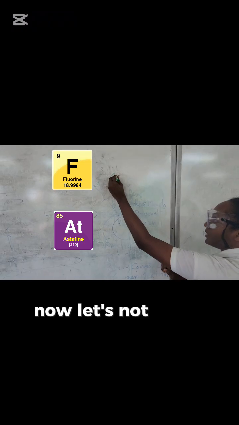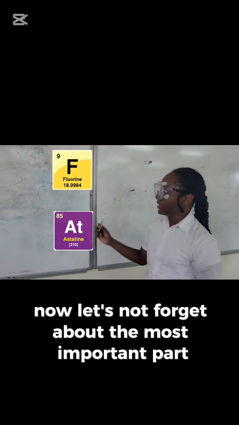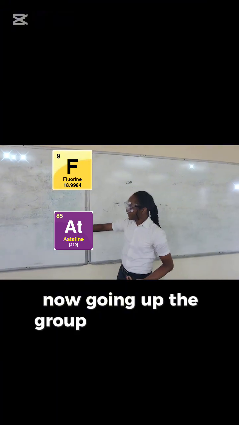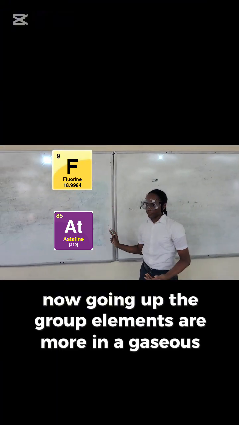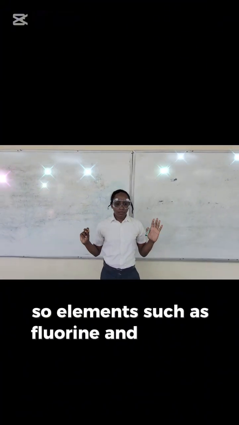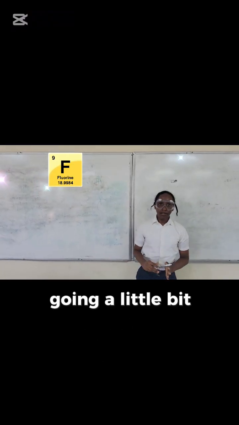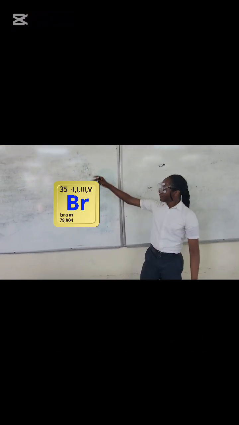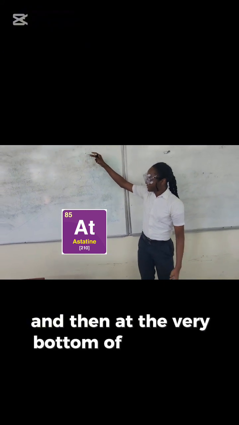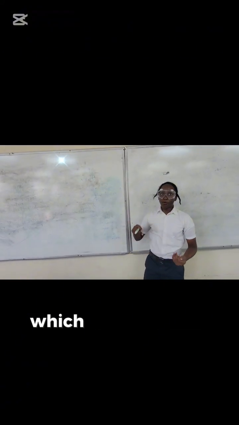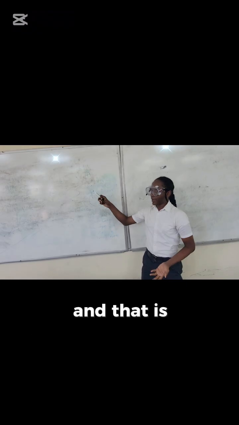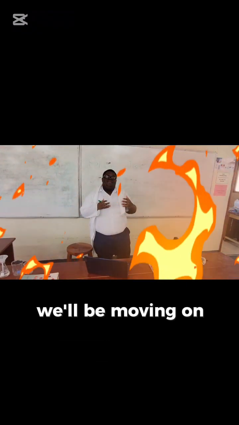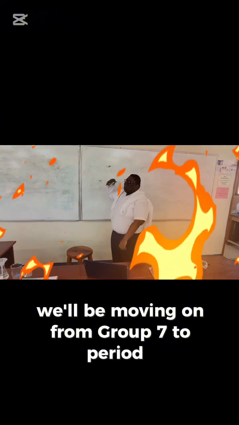Now, let's not forget about the most important part, the state of matter that each of these elements are in. Going up the group, elements are more in a gaseous state, so elements such as fluorine and chlorine are gases. Going a little bit further down, we have elements such as bromine, which are usually liquids. And then at the very bottom of the group, we have elements such as astatine, which we all know are solids. And that is the conclusion of Group 7 and its strength. We'll be moving on from Group 7 to Period 3.